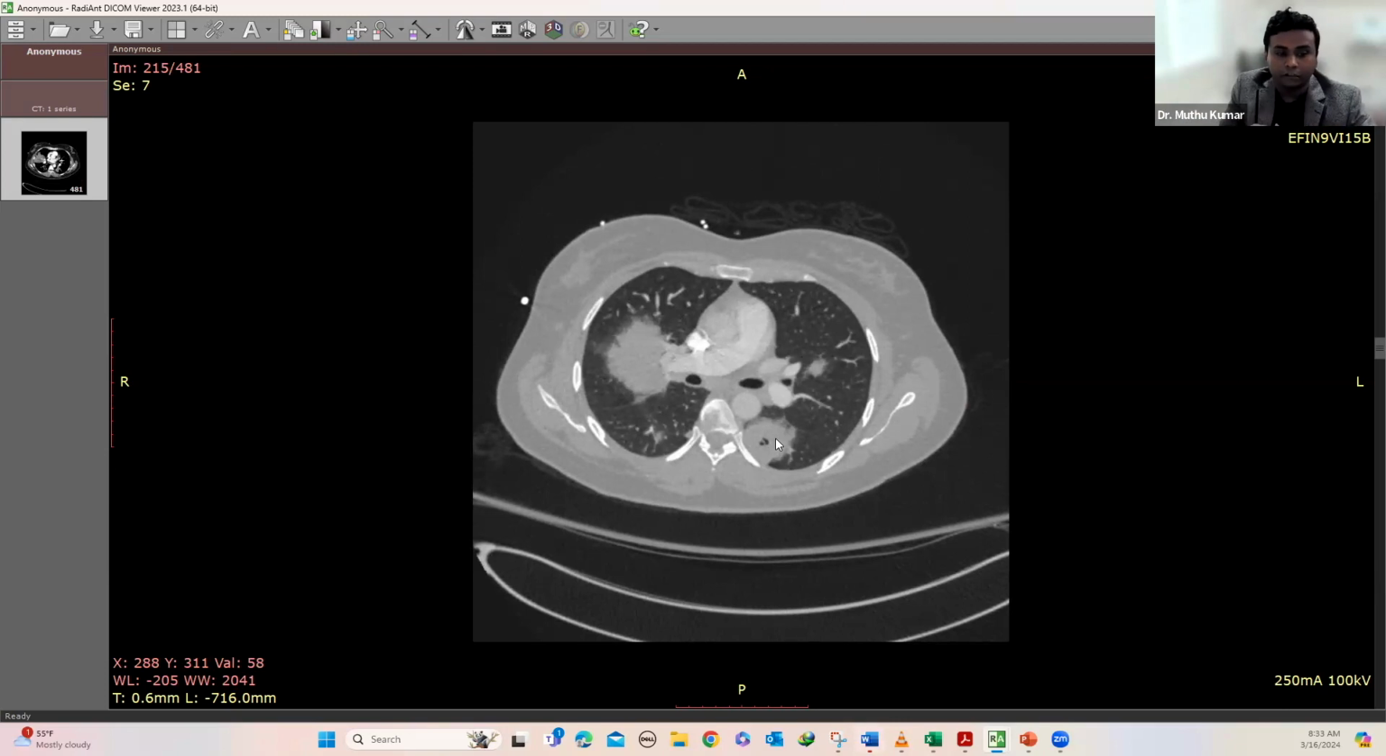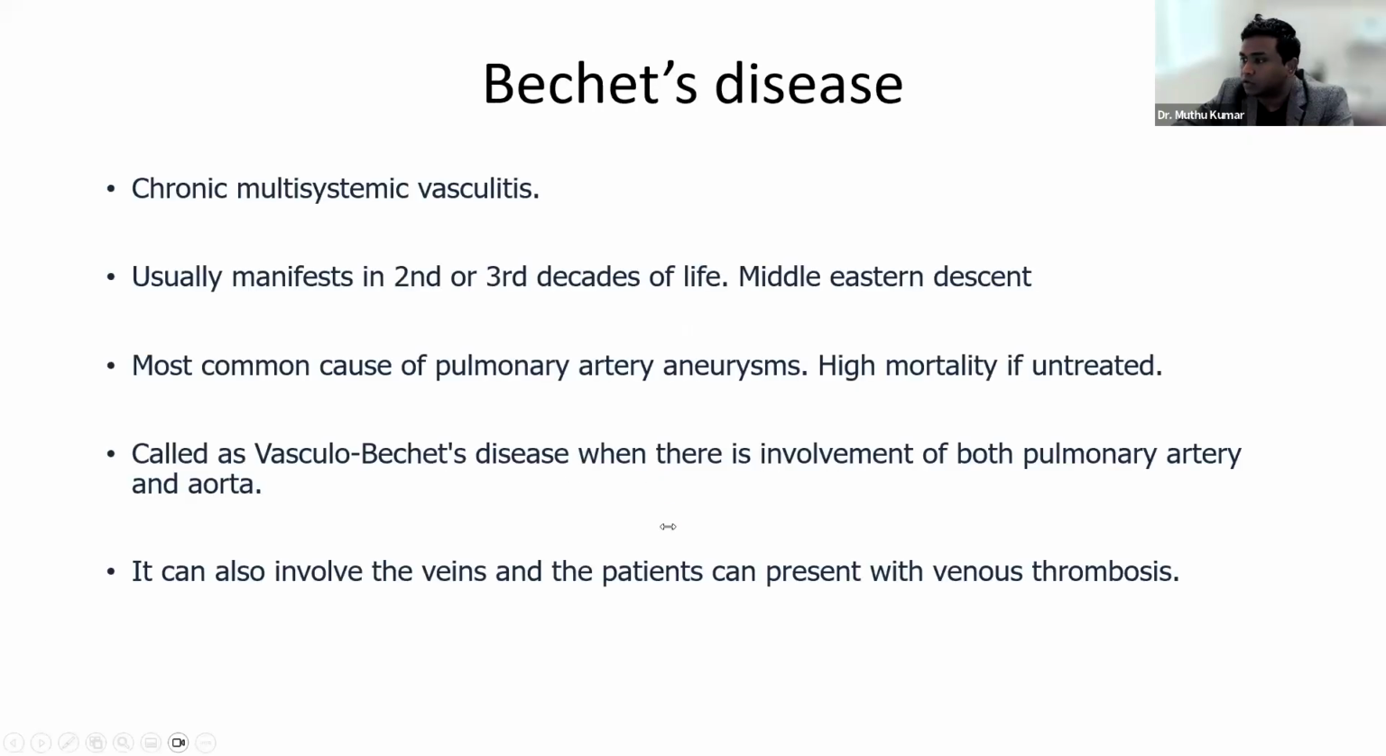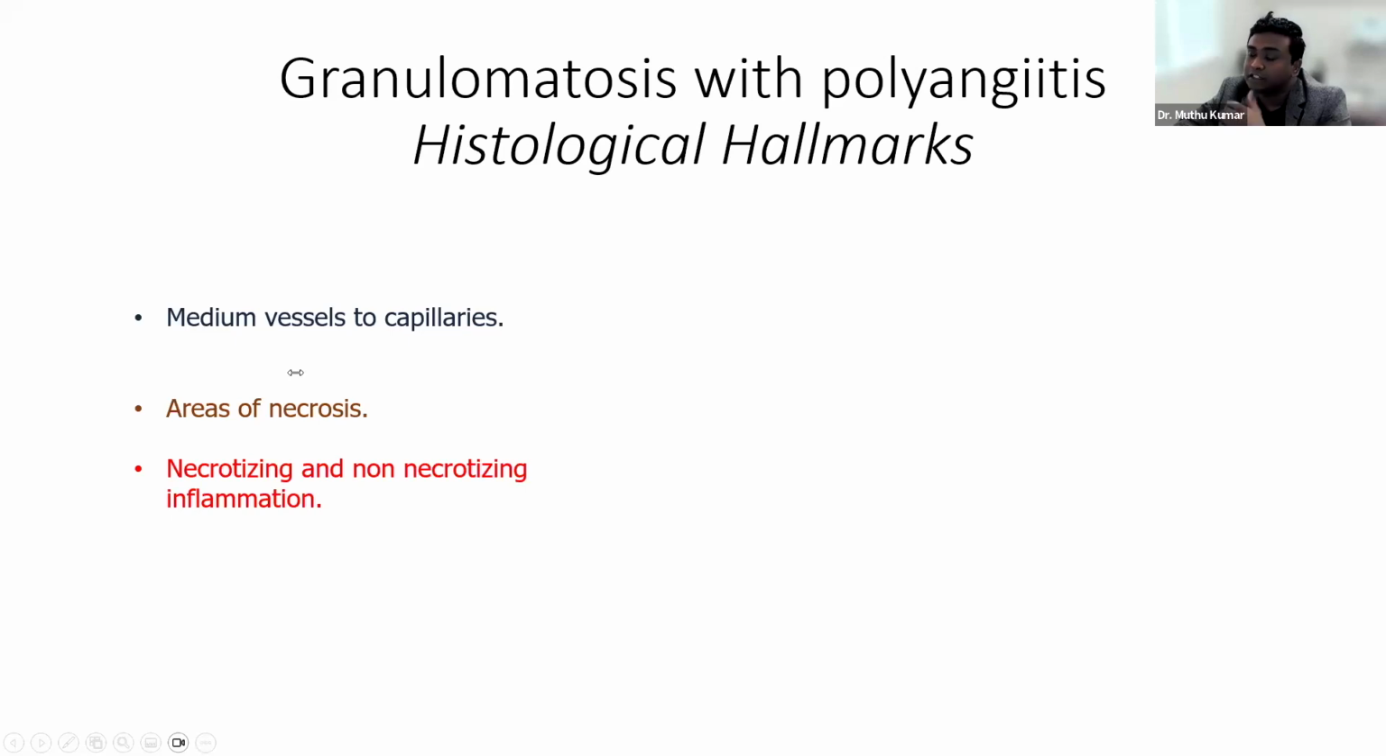When you see multifocal cavitary and non-cavitary nodules or mass-like consolidation in a patient presenting with hemoptysis, always think about GPA, granulomatosis with polyangiitis, previously called Wegener's syndrome. So it's also previously known as Wegener's granulomatosis. The most common classic triad is upper airways disease, lower respiratory involvement, and glomerulonephritis. It is one of the histological hallmarks.